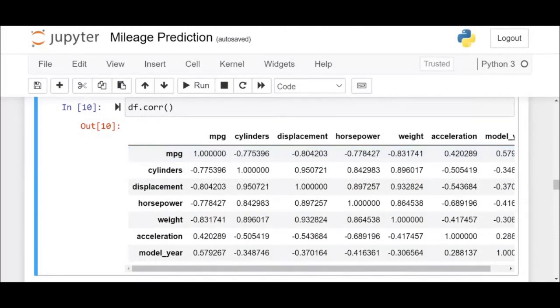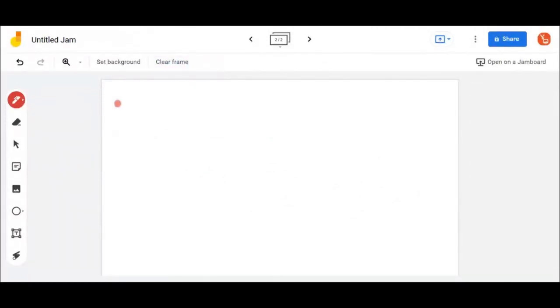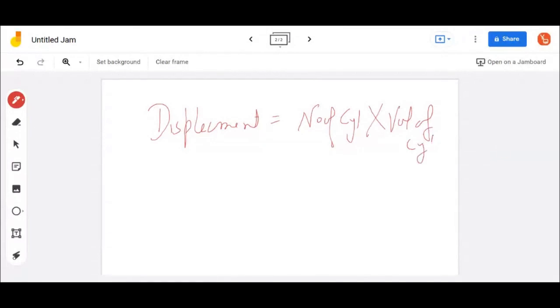There are reasons coming from the domain and some technical ones. For example, the formula for displacement is equal to the number of cylinders times the volume of a single cylinder. Now we have the information about the displacement, and we also have the information about the number of cylinders. If I use only the number of cylinders, I am not using the information available in the volume of the cylinder. Because both are 95% correlated, you have the option to use either.